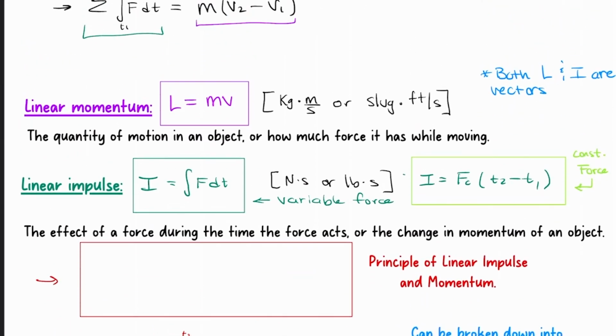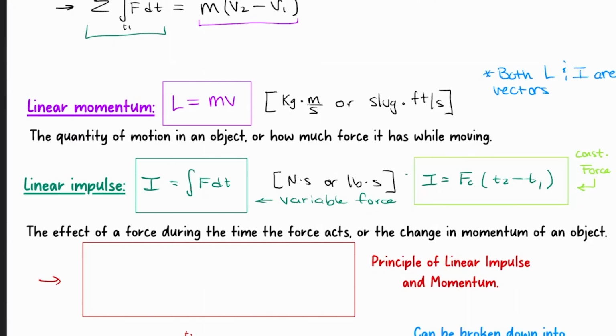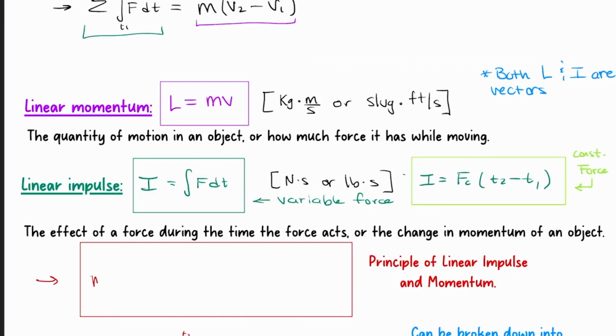So with this, we then write our equation for linear impulse and momentum. The principle of linear impulse and momentum is pretty similar to the principle of work and energy, where instead of kinetic energy 1 plus the work equals kinetic energy 2, we have mass times velocity 1 plus the impulses from t1 to t2 equals mass times velocity 2. Notice it's pretty similar.